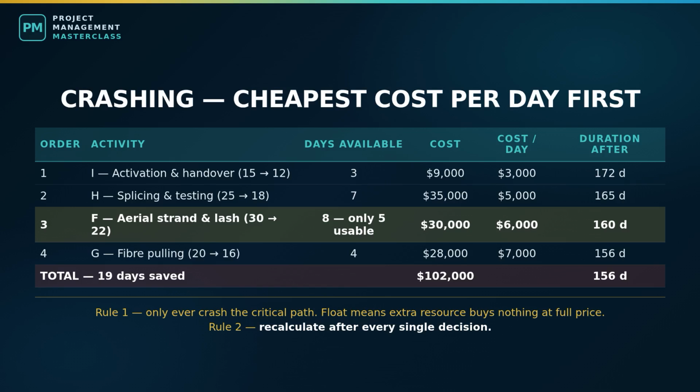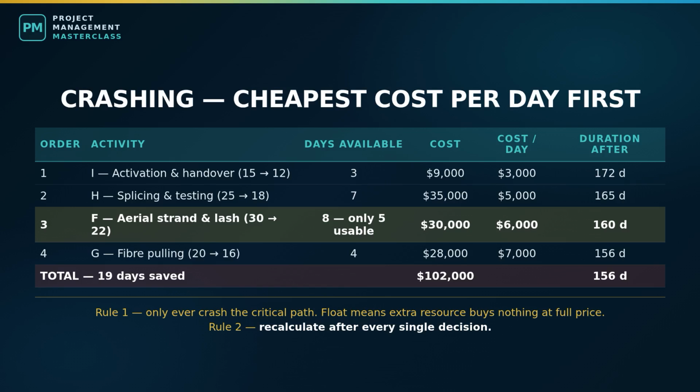Cheapest first. Crash activation, 3 days, $9,000. We are at 172. Then splicing, all 7 days, $35,000. 165, having spent $44,000. Then aerial, $6,000 a day. And here is the moment that catches people out. We buy the first day, 164. Second, 163. Third, 162. Fourth, 161. Fifth, 160. And then it stops working.